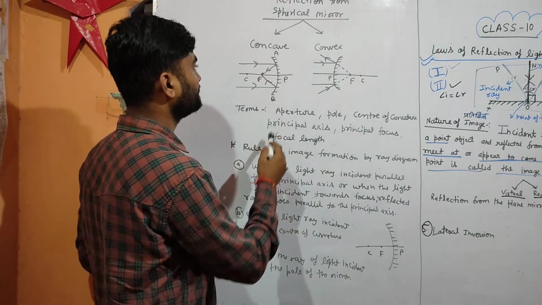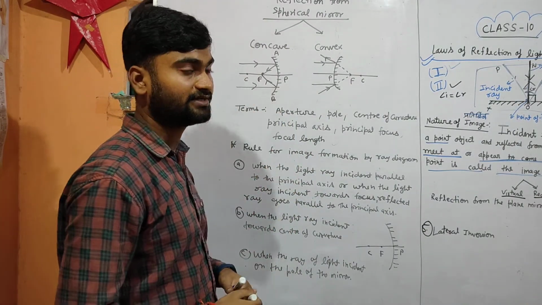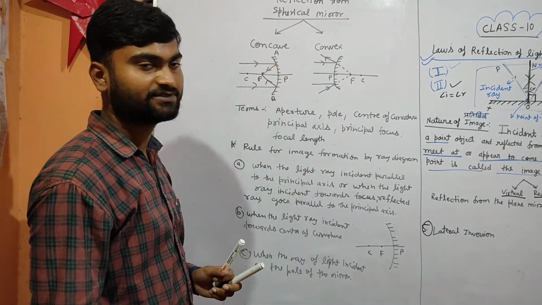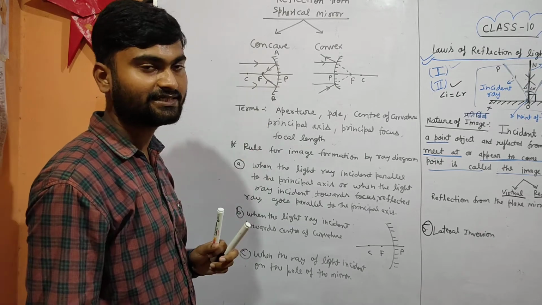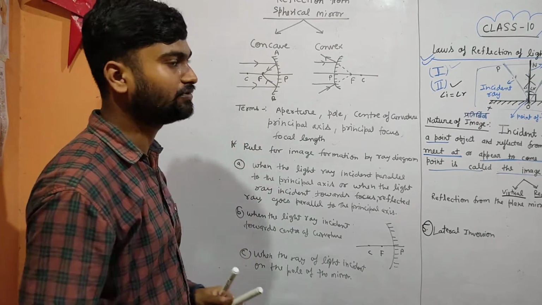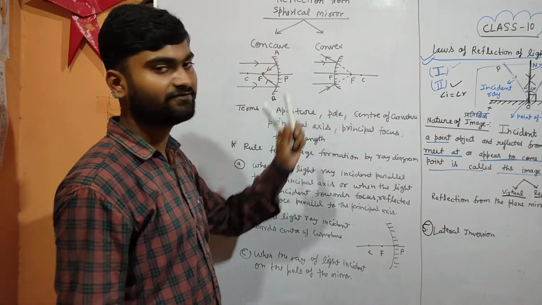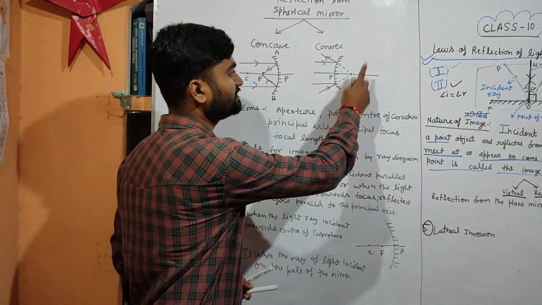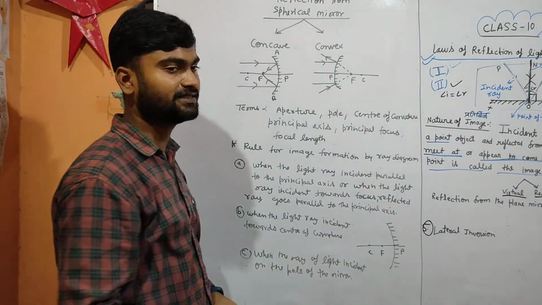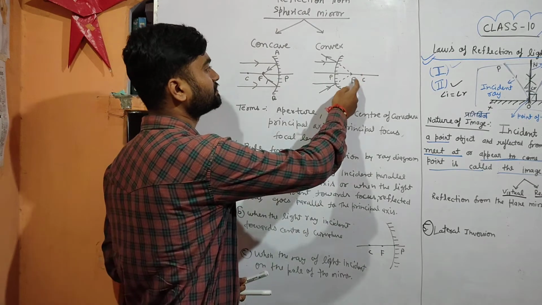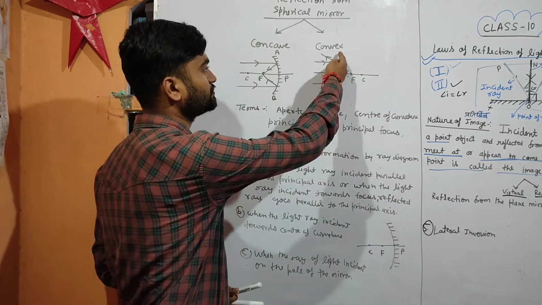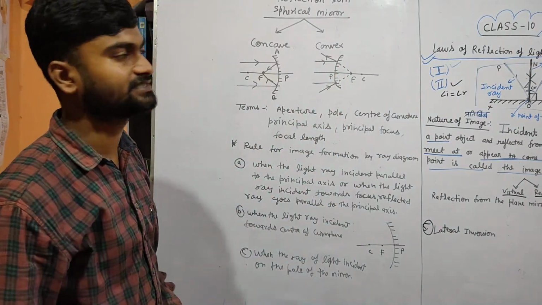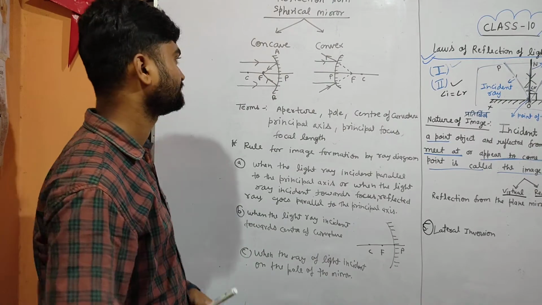So this is a concave mirror because its reflecting surface is the concave surface, the inward surface which is towards the center. And the surface which is away from the center of the spherical shell, the center of curvature, is the reflecting surface. Also we can call it a convex spherical mirror, right?